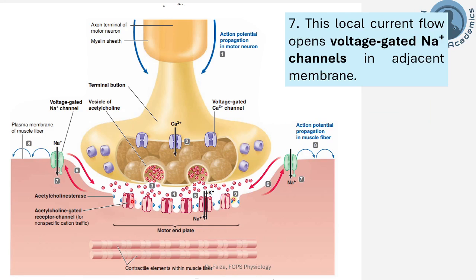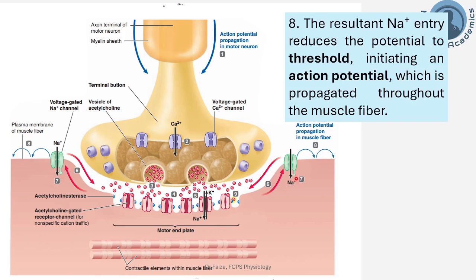The motor end plate has acetylcholine gated sodium channels or non-specific cation channels. Opening of these leads to end plate potential production, and when this end plate potential propagates to the neighboring voltage gated sodium channels, these channels open. And if these channels open, there is a large magnitude of sodium influx, which, if it reaches the threshold, can lead to the formation of the action potential on the muscle membrane or the sarcolemma.